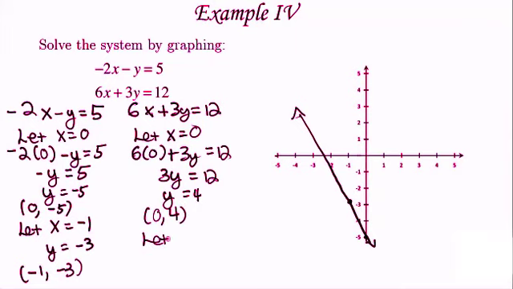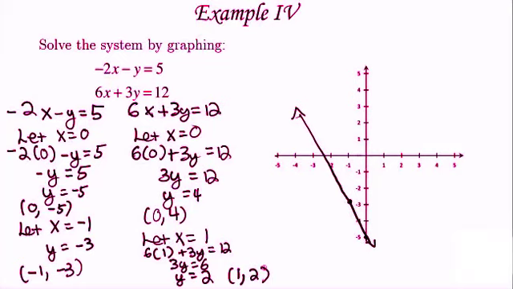For my second point, I'm going to let x equal 1. And if I worked that out, I would get 6 times 1 plus 3y equals 12, or 3y equals 6. And then I get y equals 2. So my second point is 1, 2. So now I have 0, 4 and 1, 2. I'm going to plot out this second line.